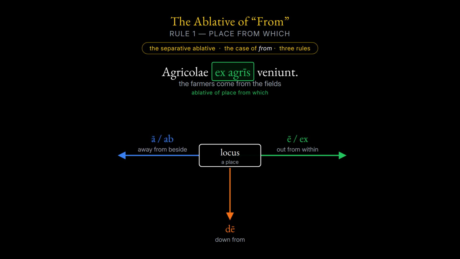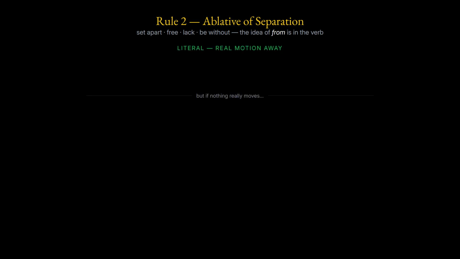One slipping away from its side, one coming out from inside, one running down from the top. Rule 2, separation. Some words mean to set apart, to free, to lack, to be without, and they need an ablative to complete their sense. The idea of from is baked into the word, but here lies a subtle fork. When the separation is real, one solid thing pulled away from another, you keep the preposition.